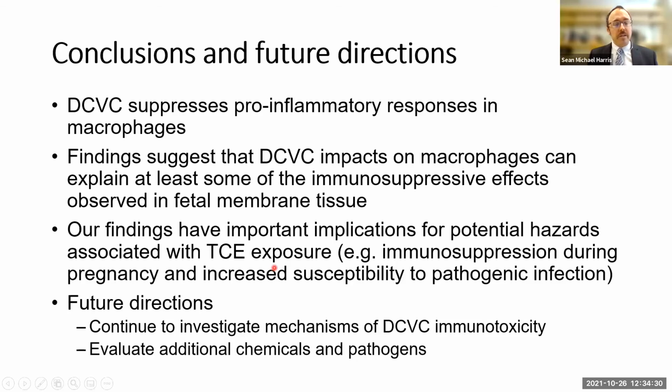In addition, we want to use these approaches and these models to evaluate additional chemicals and pathogens. There's a variety of chemicals that are relevant for human exposures that have been shown to impact the immune response and interfere with responses to pathogens. And there's a variety of pathogens that are relevant to adverse pregnancy outcomes, Ureaplasma species and various other species of bacteria. So we want to continue to understand how chemical exposures may be contributing to impacts of pathogens during this very specific and sensitive life stage that is pregnancy.